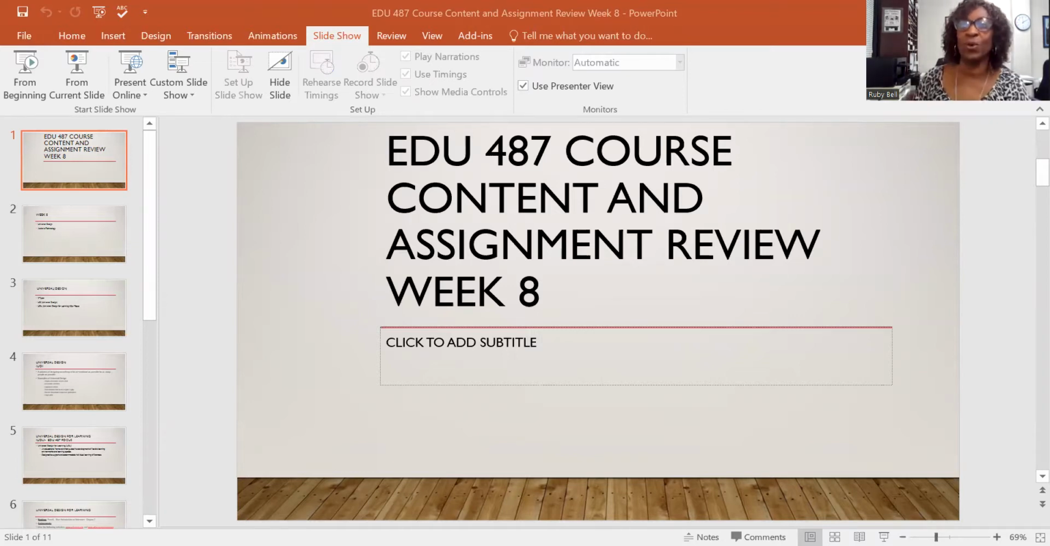EDU 487 course content and assignment review for week 8. This week, we're going to talk about universal design for learning and assistive technology. There are 2 types of universal designs. One is UD, which is a universal design, and the other one is UDL, which is the universal design for learning, which of course is our focus for EDU 487.